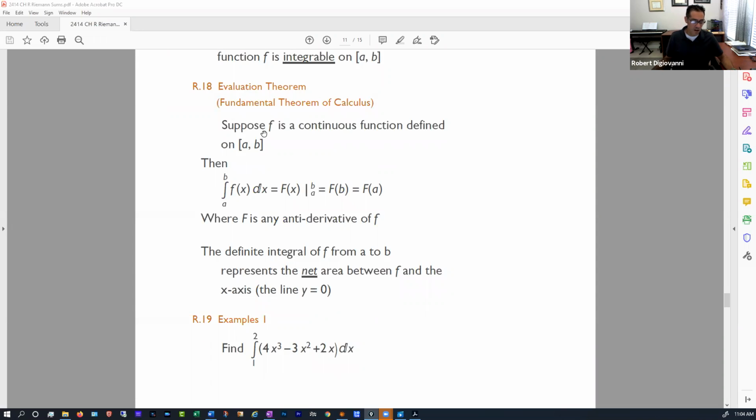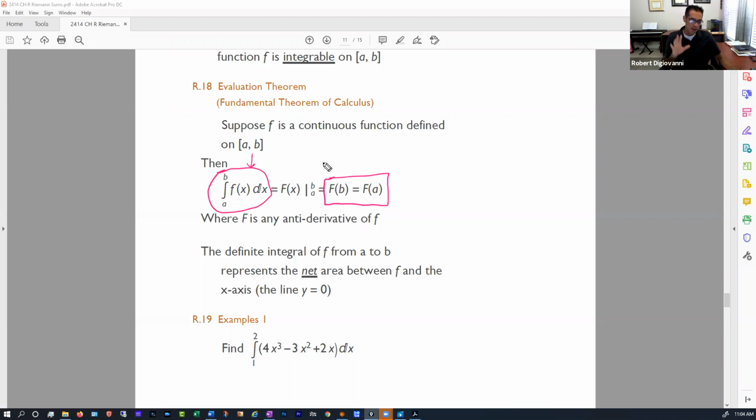It says that if you've got a function that is continuous on a closed interval a, b, then this notation now represents that limit of the sum, all those rectangles added up. That's now the notation for it. And what it's equal to is just the antiderivative evaluated at the two endpoints.